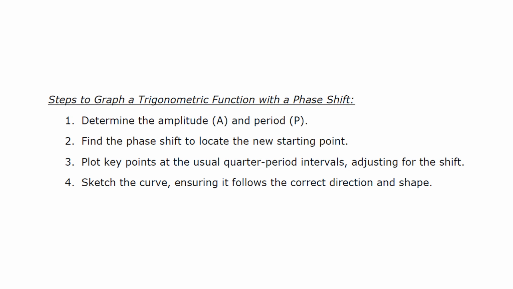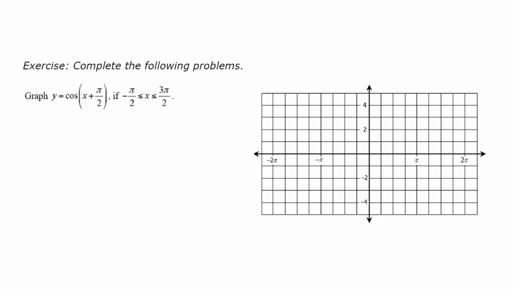Here are 4 steps that we're going to take when graphing a trigonometric function with a phase shift. Step number 1 is to first determine the amplitude and the period. Step number 2 is to find the phase shift to locate the new starting point. Step 3 is to plot key points at the usual quarter period intervals, adjusting for the shift. So you'll adjust your points accordingly to the shift, but continue the same pattern as if it were sine or cosine. And then step 4, sketch the curve, ensuring it follows the correct direction and shape. So let's now walk through a couple problems.